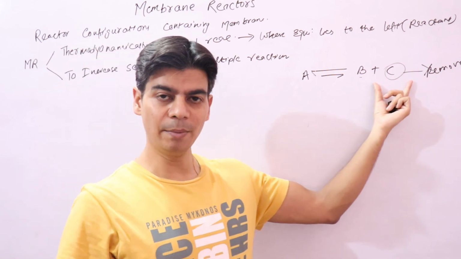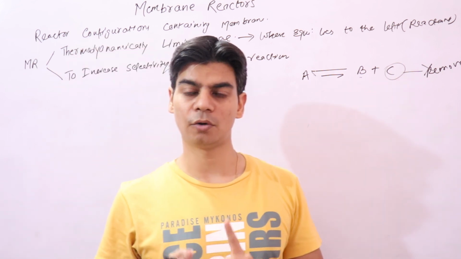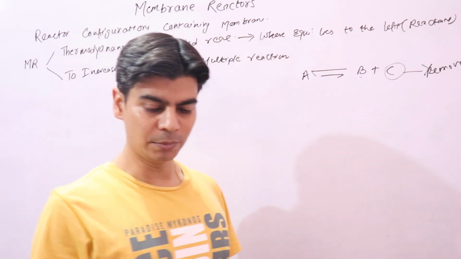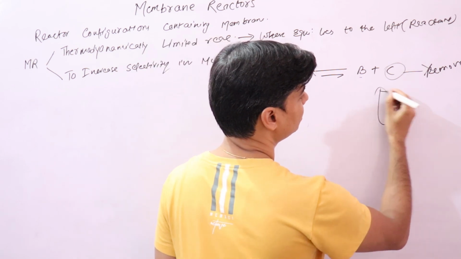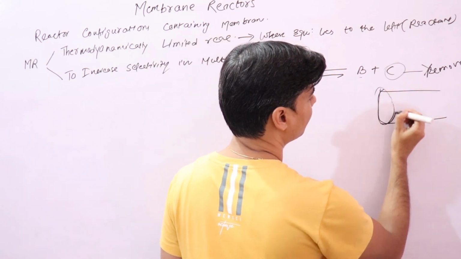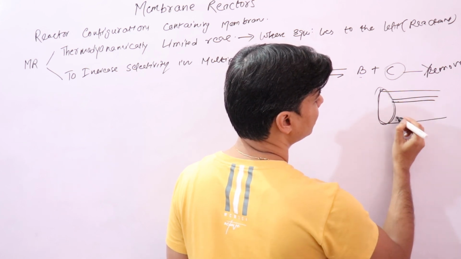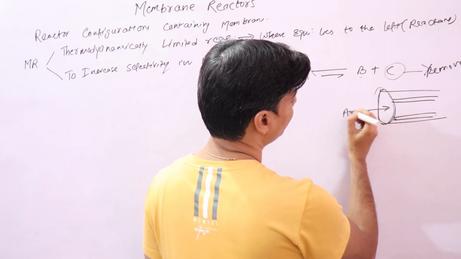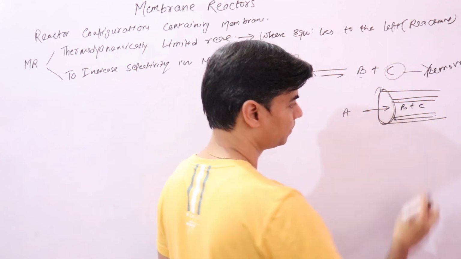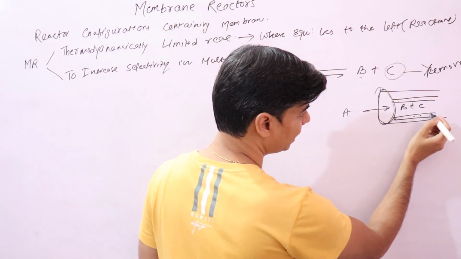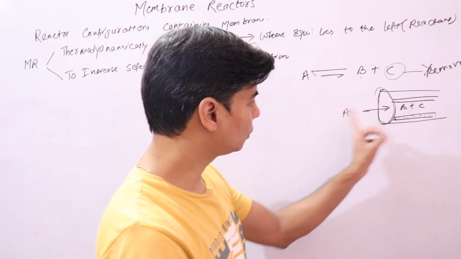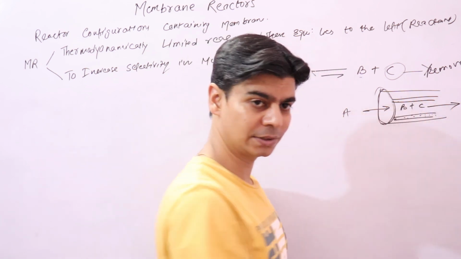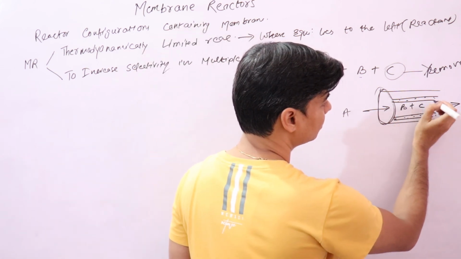So what you do is, in a membrane reactor you remove one of the products, right. How do you do that? You have a reactor, say this is your reactor, right. Now it has a membrane inside, right. Here is your feed, right. It forms B plus C, right. Now if this is your membrane, this product can pass out of the reactor through the membrane.